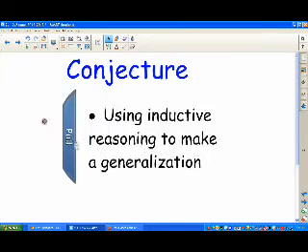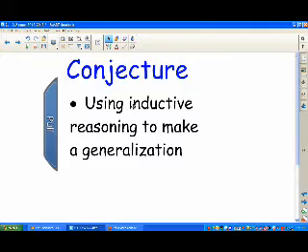A conjecture, we talked about what a postulate was earlier. A conjecture is where we use inductive reasoning to make a generalization. And a conjecture is something that's been proven over and over again, so it has to be true.